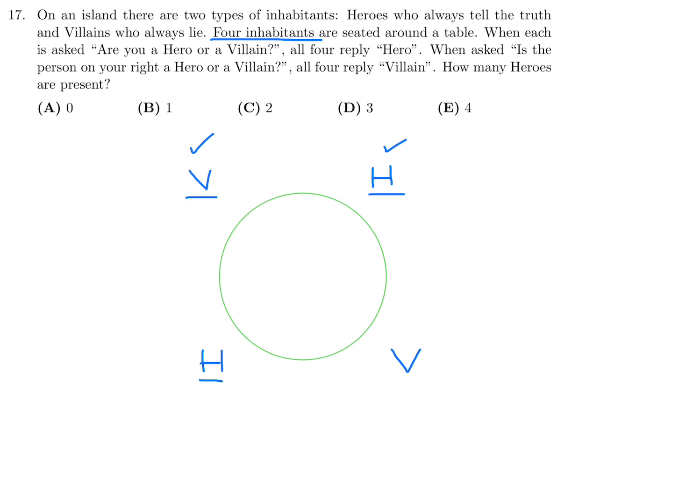And the exact same thing holds true for this hero. He is asked, the person to your right, is he a villain or a hero? He says villain, since all 4 reply villain, and he is telling the truth, which is consistent with what heroes do. And finally, this villain replies villain, which is a lie, which is consistent with what villains do. So this scenario matches the criteria or the answers of the question stem. And therefore, that means there's 2 heroes and 2 villains. So number 17, the answer is C.